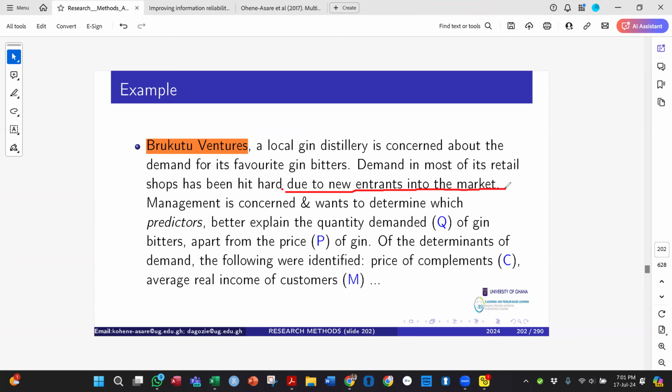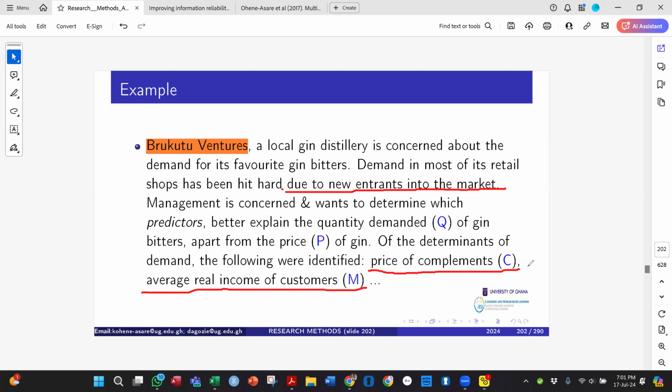And management have asked you to determine those predictors, those independent variables that explain the quantity demanded of the bitters. Management is aware that price is one of the main determinants. But out of the determinants, there are other ones that were defined as well. One of them was the price of complement, and then the average income of the customers.